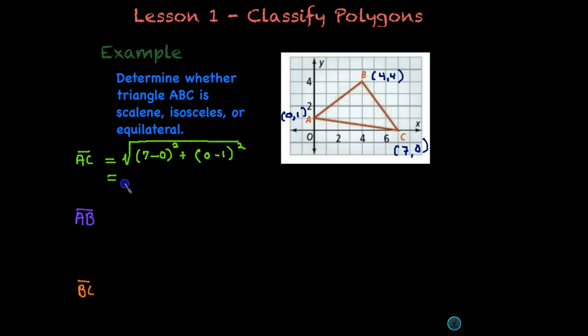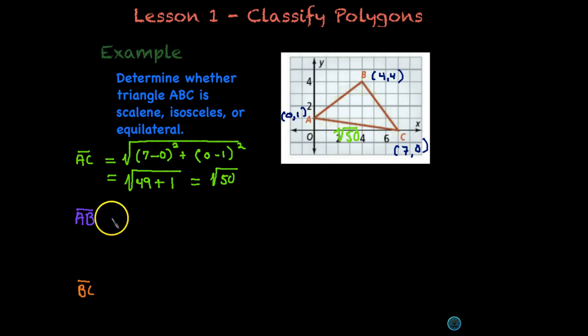When I simplify this, 7 minus 0 is 7, and 7 squared is 49, plus the difference of my y-coordinates, 0 minus 1 is negative 1, and negative 1 squared is going to be positive 1. This is equal to the square root of 50, which I could put in my calculator, but the square root of 50 will tell us enough if we compare that to the other sides. So this side length is the square root of 50.